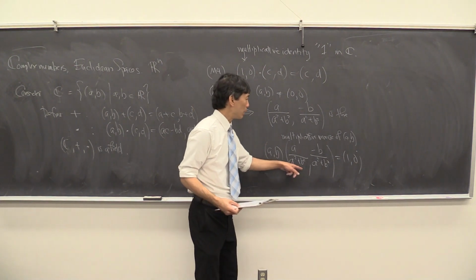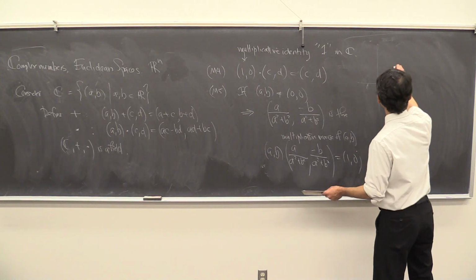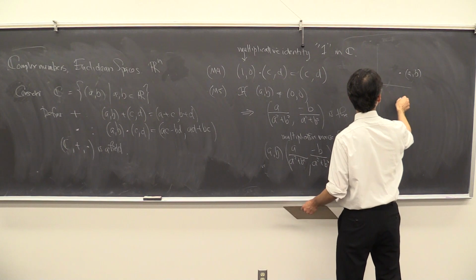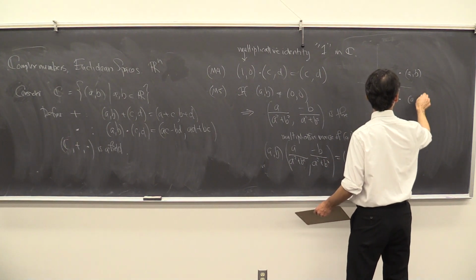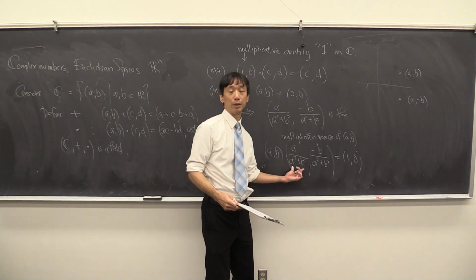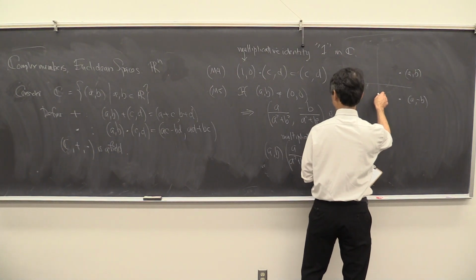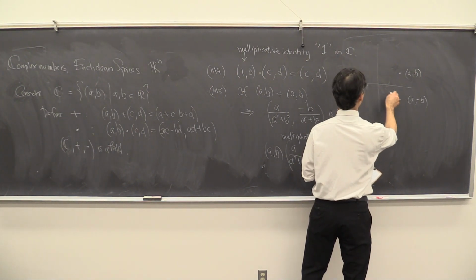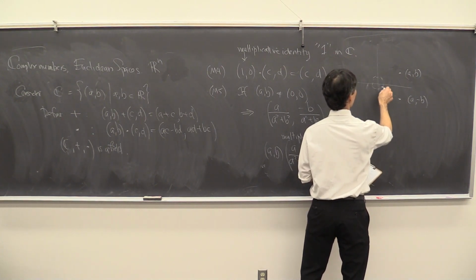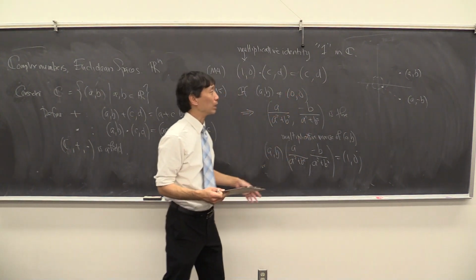Notice, pictorially, if this is (a, b), then (a, negative b) is here. And then you're dividing by the length of the vector squared. So if this is a unit circle here, you're getting this thing here, and the product of those two will give you the (1, 0).